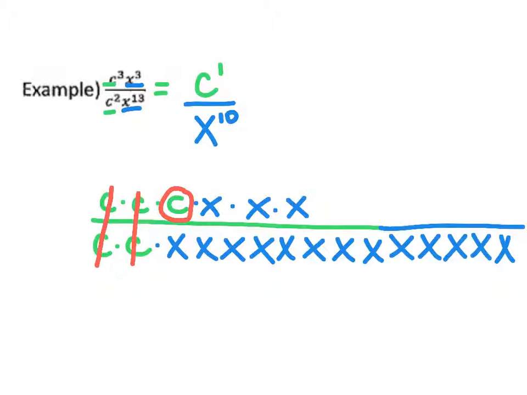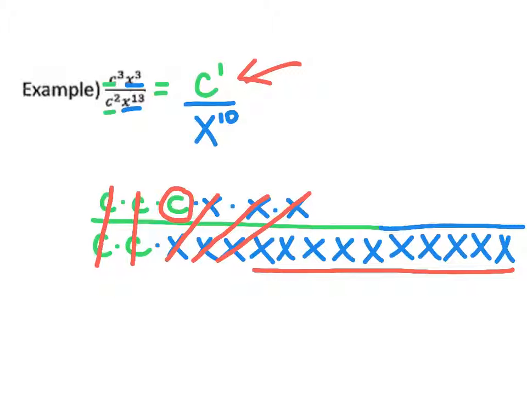When I do the x's, these x's will cross out and be 1. These x's will cross out and be 1. So I'll have none left on the top, which is exactly what the answer looks like. I have a c left on top and nothing else. And then all these x's, all 10 of them, are left on the bottom. So when you subtract your exponents, wherever the biggest exponent is where you're going to put your answer. C was bigger on top, so the c was left on top. The x was bigger on bottom, so the x gets left on the bottom.